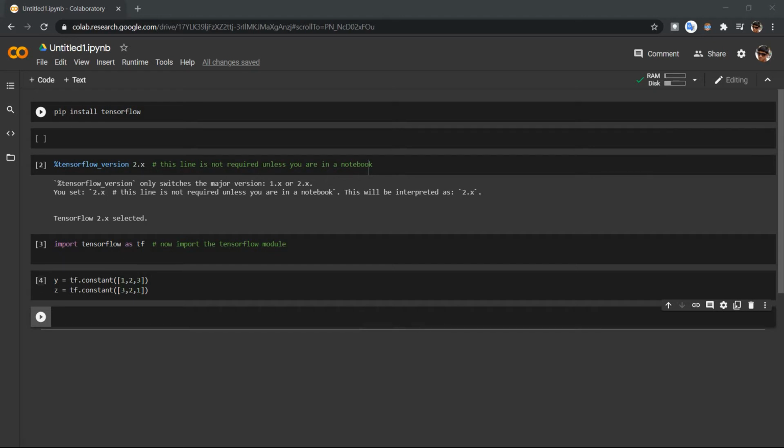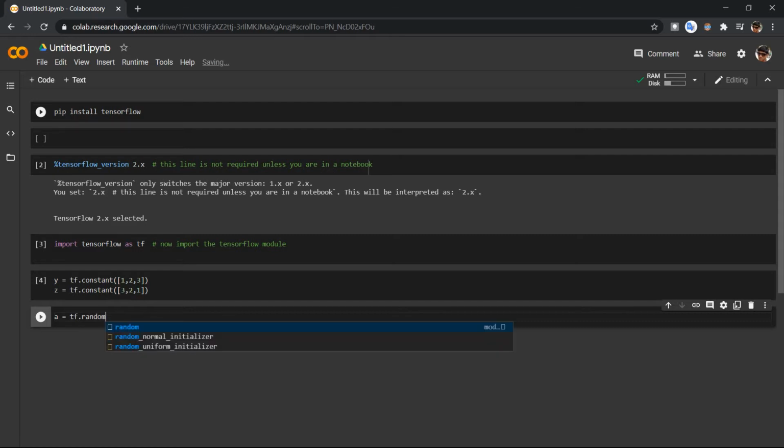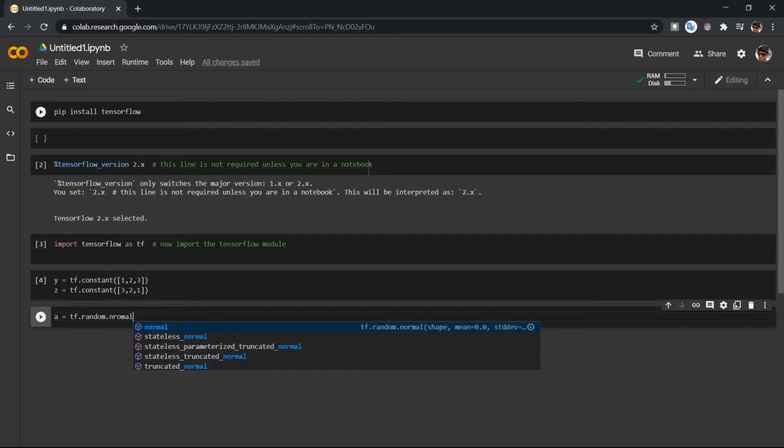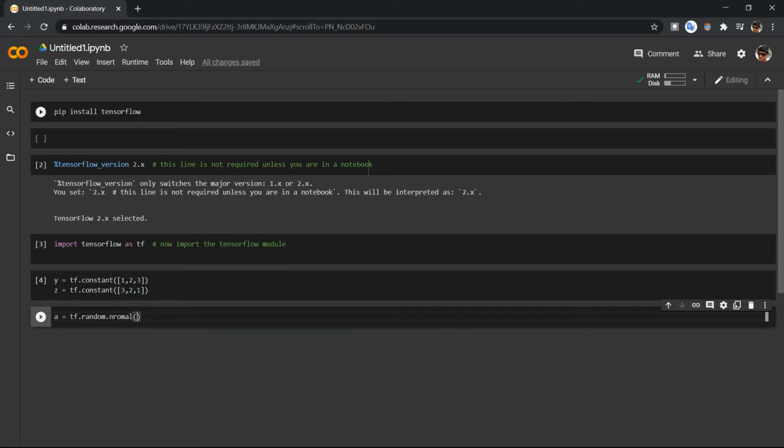Hey guys, today we are going to see how to do matrix multiplication of two tensors. Let's define two tensors. Let's say A is equal to tf.random.normal, and let's have a tensor of 2 by 2.